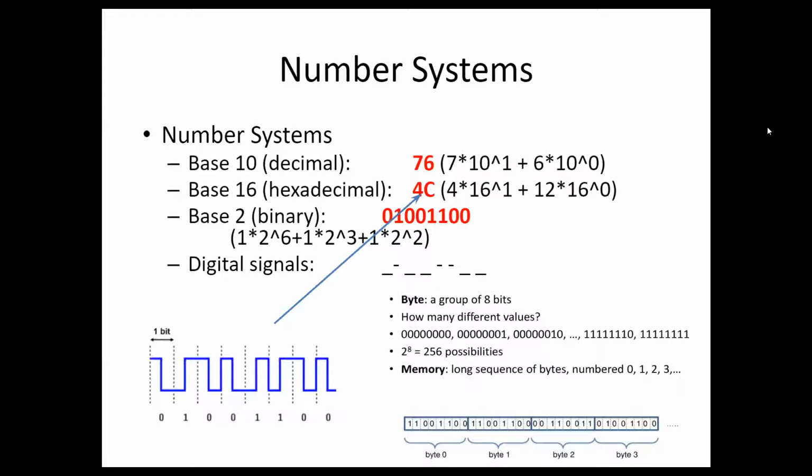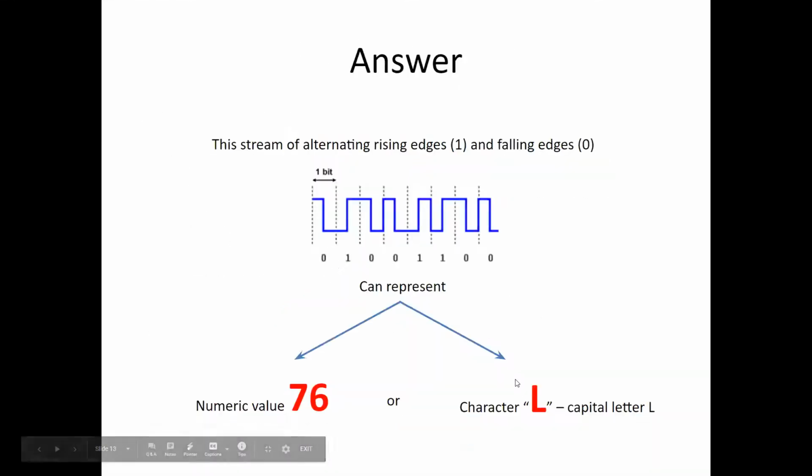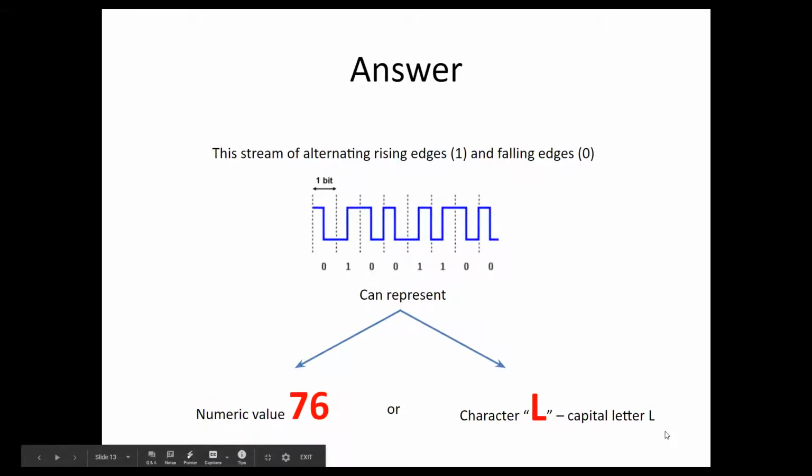The digital signal is divided up by bits, and 8 bits is 1 byte. Memory is just a long sequence of bytes, numbered 0, 1, 2, 3, and so on. So the answer to the previous question was the numerical value of 76, or the capital letter L.